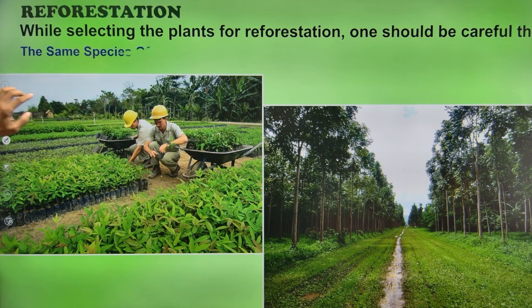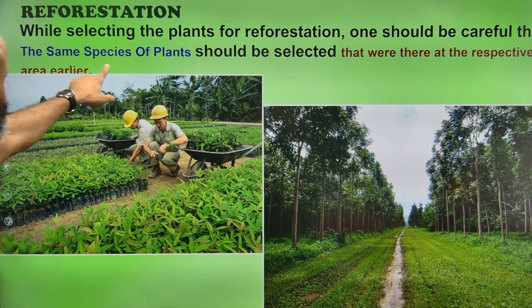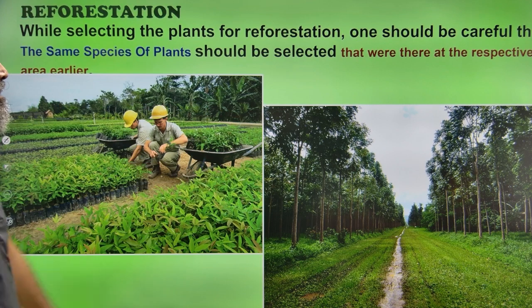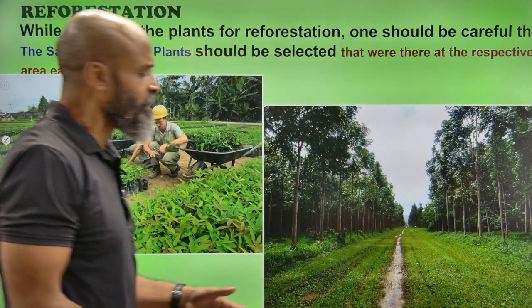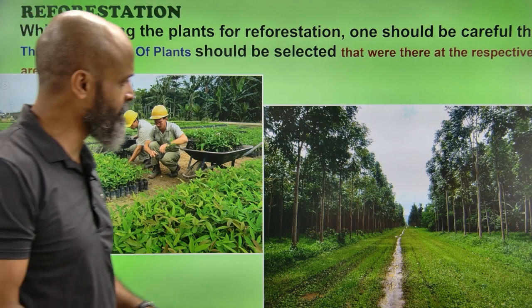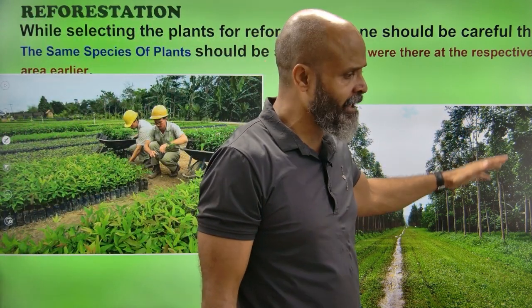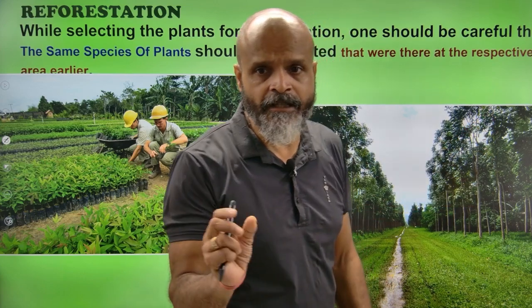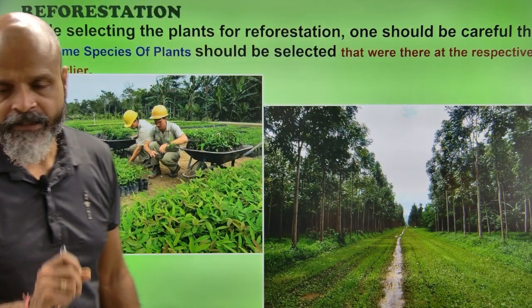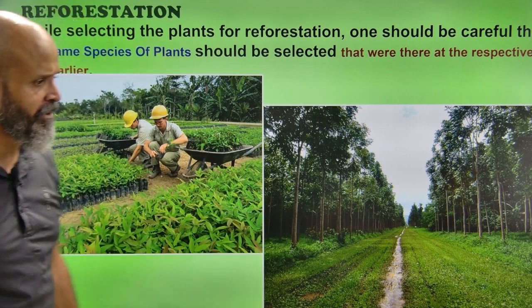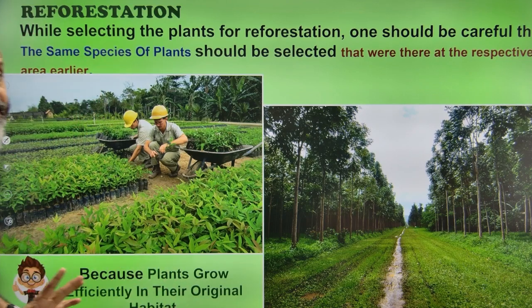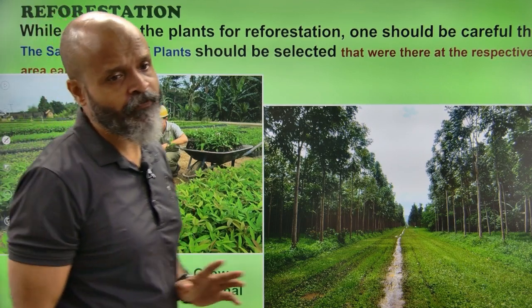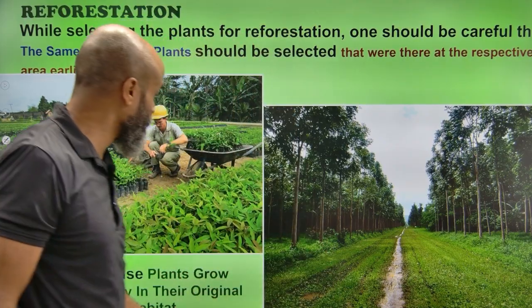While selecting plants for reforestation, one should be careful that the same species of plants that were in the respective areas earlier should be selected. Because if a plant is becoming a tree and becoming a forest, obviously the environment is supporting it. So we should select the same species in order to regrow it, because all plants grow efficiently in their original habitat.